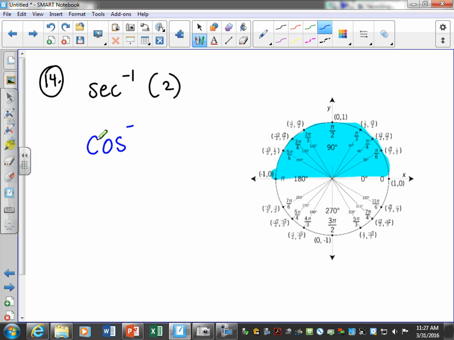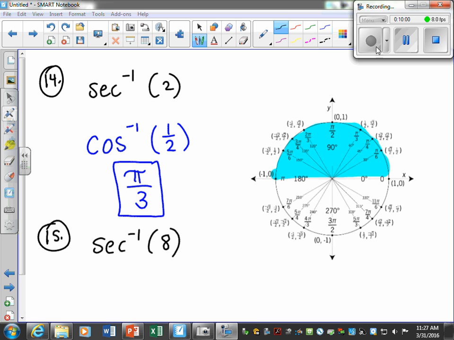Cosine inverse, what's the equivalent to this? If this is a 2, what's the reciprocal? 1/2. Well, this is a lot easier for me. Go find the angle theta in which the cosine value is 1/2. So where would that be? Because it's in the same region. Where is the cosine positive 1/2? Pi over 3. So you can apply that same idea and concept without using the calculators.